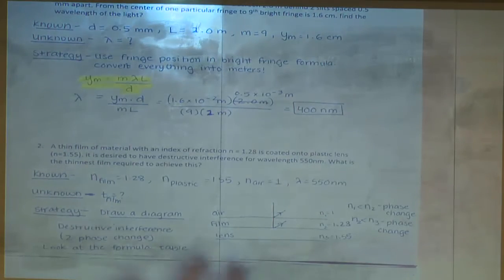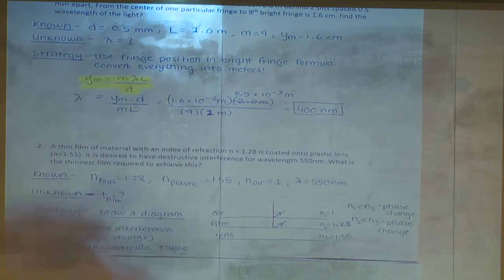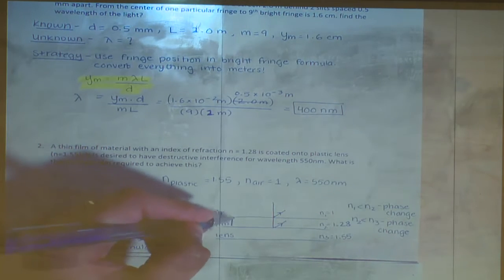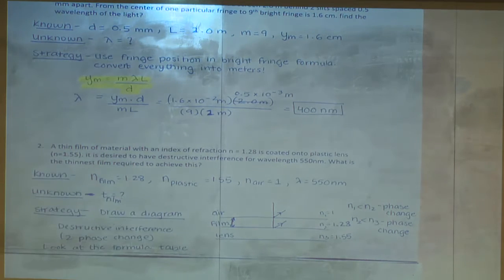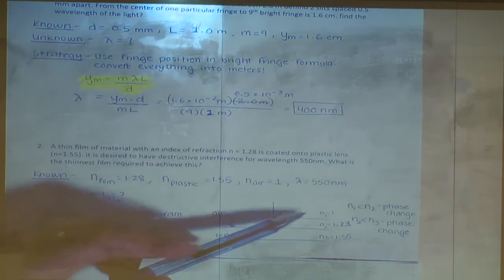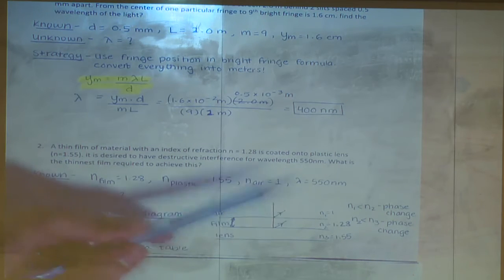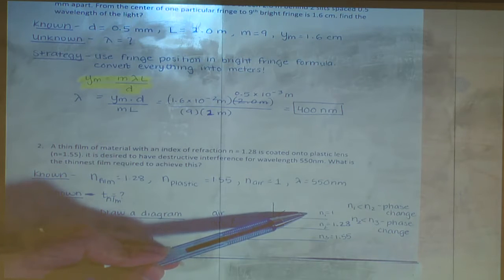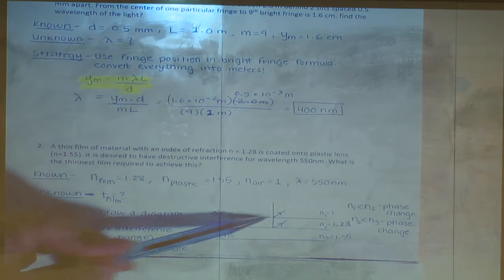I always draw a diagram. So this is the air layer, then this part right here is the film, and then this is the lens. Since the refractive index of the film is greater than the refractive index of air, we're going to have a phase change, right? That's what that means when it's being reflected back.